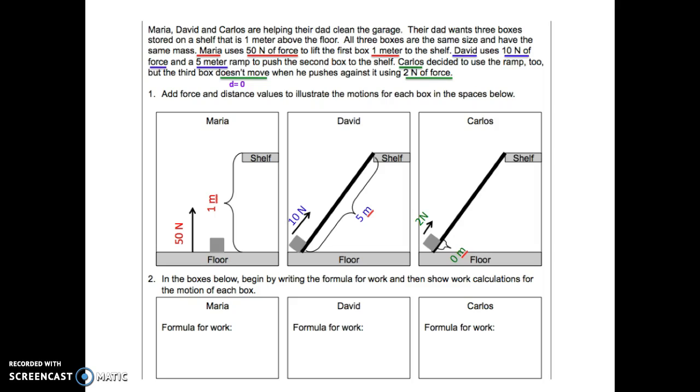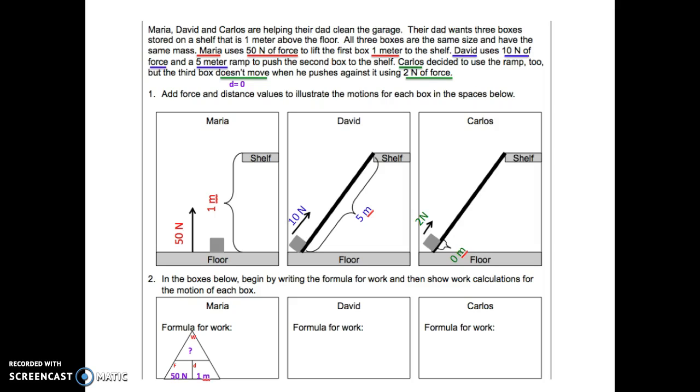This says, in the boxes below, begin writing the formula for work and then show work calculations for the motion of each box. Make sure you use your formula triangle on each of these problems. So we have our formula triangle, and Maria, we are trying to solve for the amount of work she did. Now if we look at our picture, we know that she used a force of 50 newtons, and she moved her box a distance of 1 meter. Now my question for you is, do we multiply or divide?